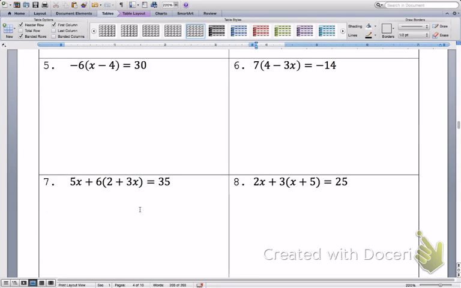So we look at number 5, 6, 7, 8. These all have the parentheses which means that the number outside multiplies anything on the inside. We distribute, so it multiplies both pieces on the inside. We have to make sure we're very careful with that.